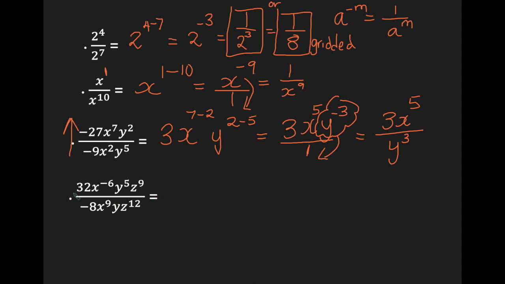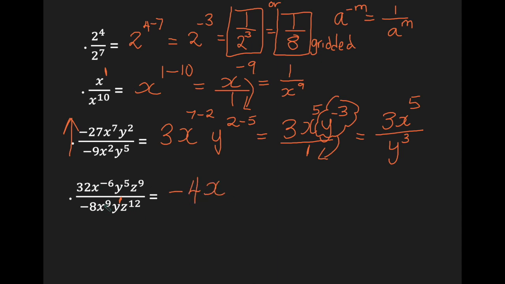Let's look at another example. So we have 32x to the negative 6, y to the 5th, z to the 9th, and I'm dividing by negative 8, x to the 9th, y, there's an invisible 1 there, and z to the 12th. So again, the coefficients will divide. A negative goes into a positive will give you a negative, and 8 goes into 32 4 times.